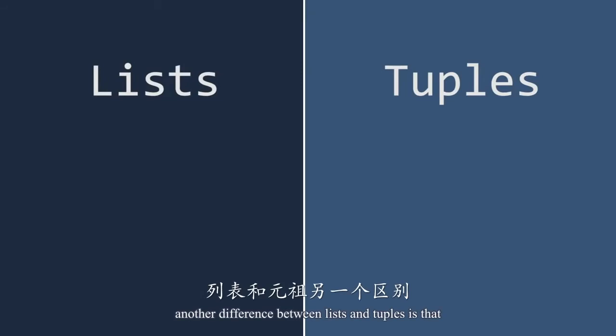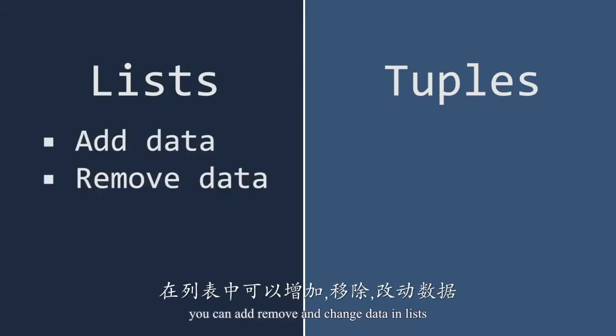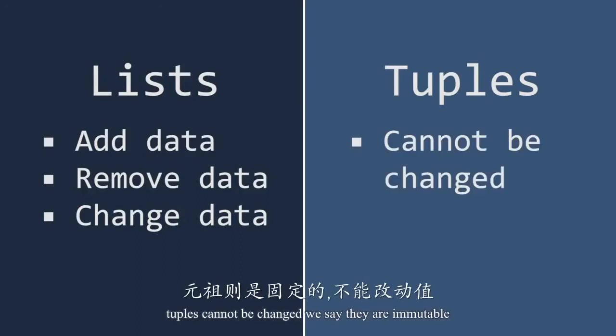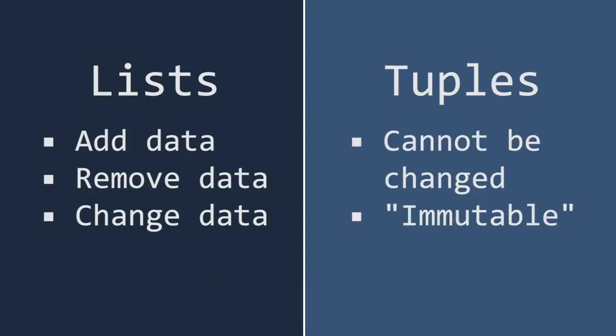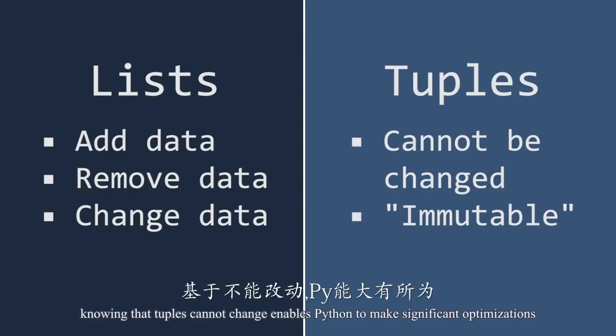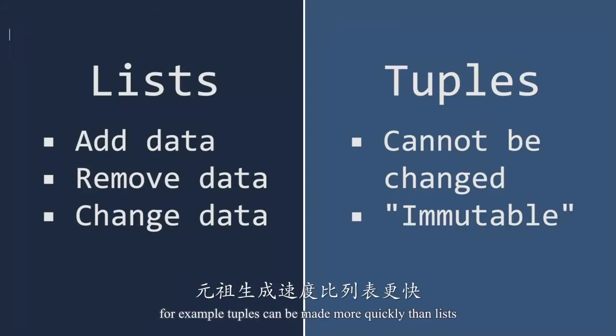Another difference between lists and tuples is that you can add, remove, and change data in lists. Tuples cannot be changed. We say they are immutable. Once you make a tuple, it is set in stone. Knowing that tuples cannot change enables Python to make significant optimizations. For example, tuples can be made more quickly than lists.